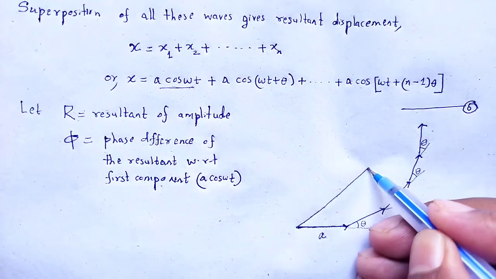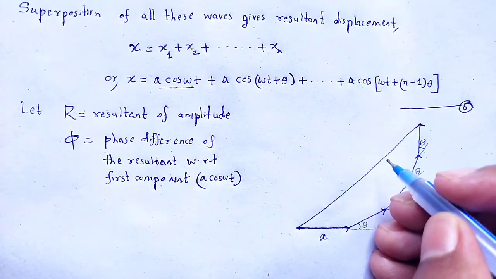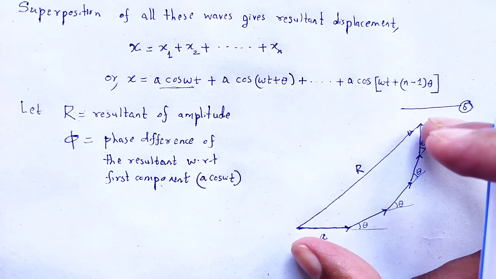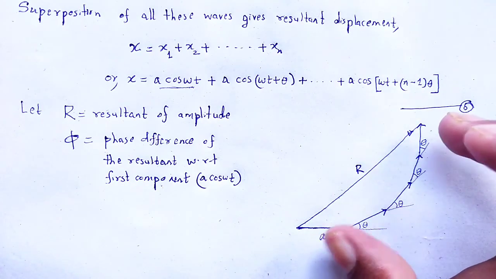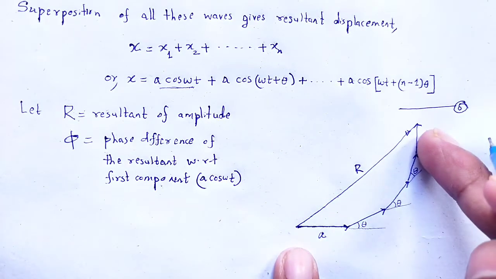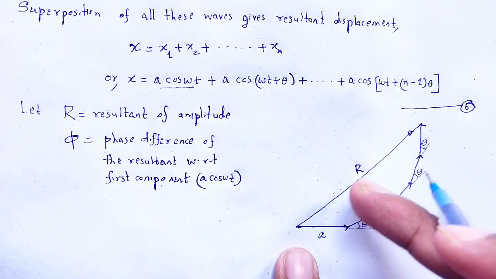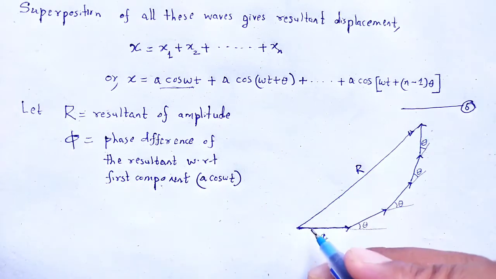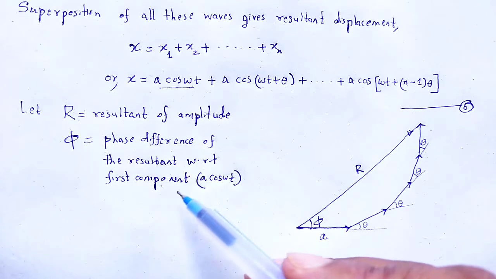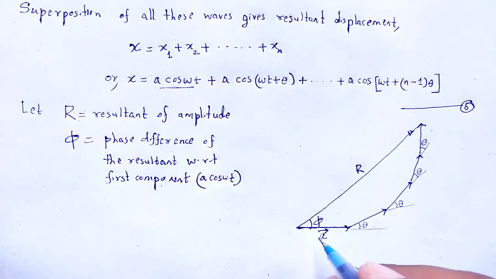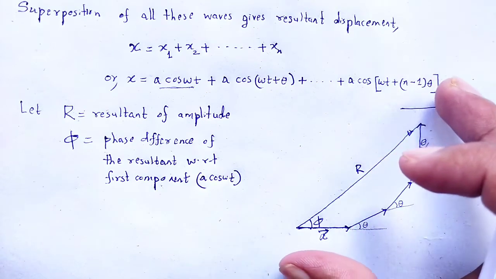The resultant of these vectors is in the opposite direction. If the sides are in the same order, then the resultant is in the opposite order, the closing side of that polygon. And phi is the phase difference of that resultant with respect to the first component. Here the first component is a cos omega t, A are the amplitudes, R is the resultant of the amplitudes.